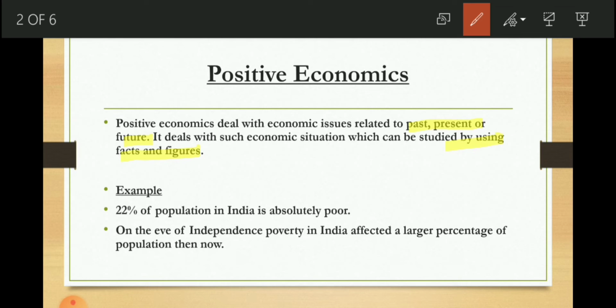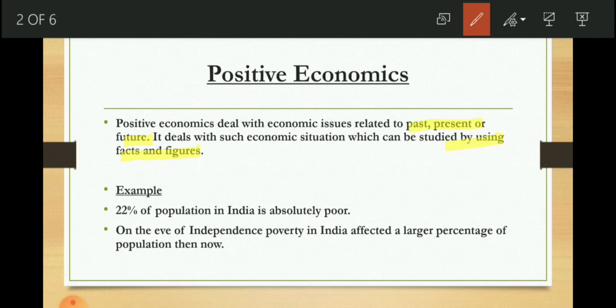Let's look at the example which has been given on your screen. 22% of the population in India is absolutely poor. Here we are saying that 22% of the population of India is absolutely poor, meaning these people are not able to come above the poverty line in any situation. This statement is true up to a certain extent, but we cannot say directly that it is true. We need to prove that the statement is true or false, and that can only be done by the facts and figures, when we analyze the data submitted by the government organizations who collect the data. If we analyze it and find it true, then we can say it is a true statement.